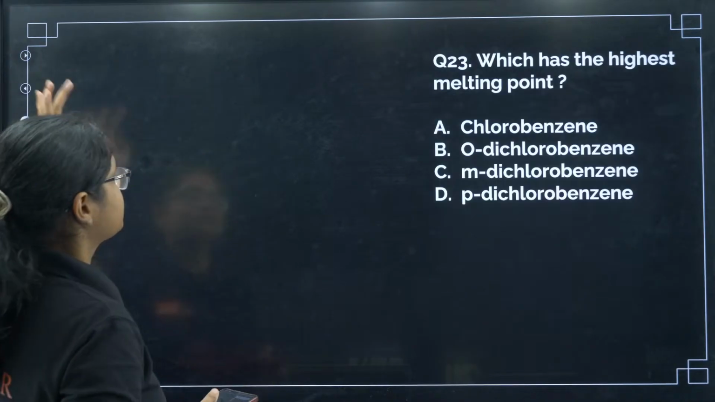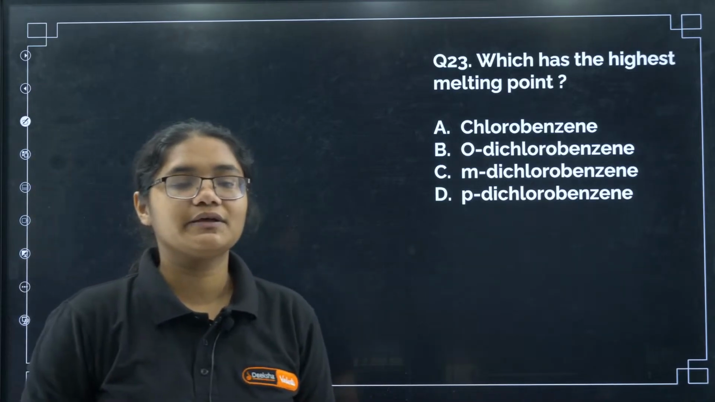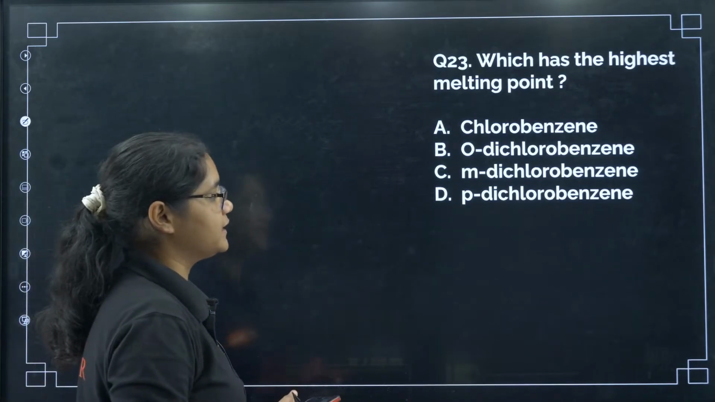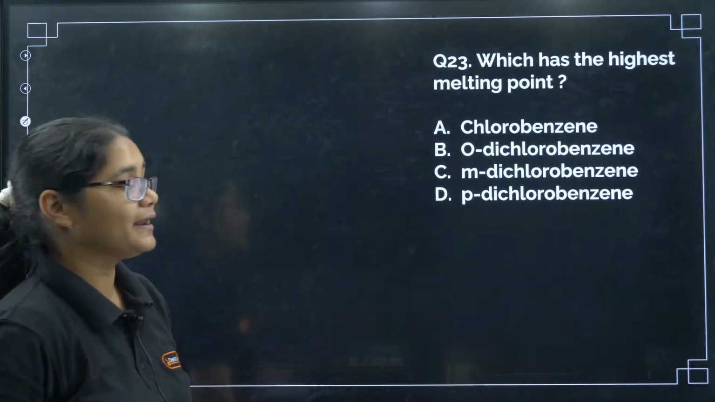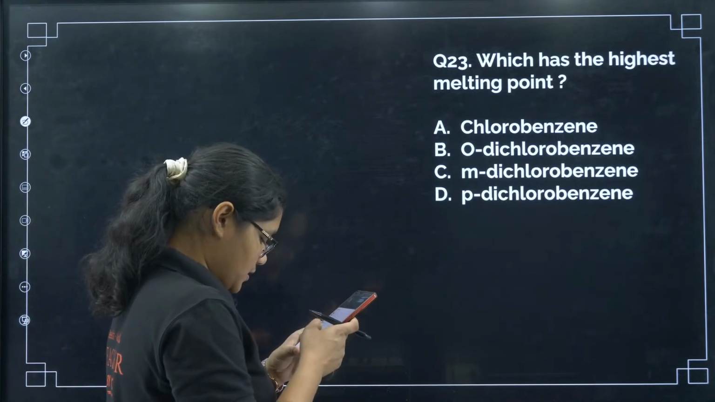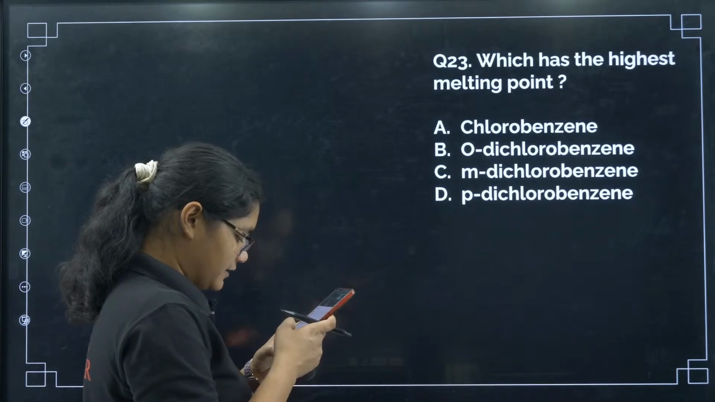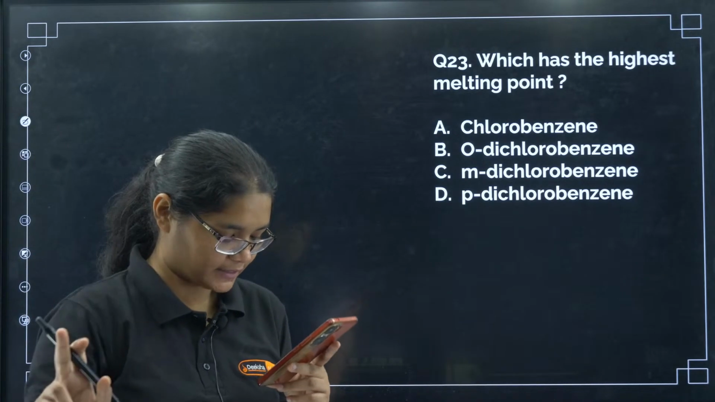Okay. Next, question number 23. Which has the highest melting point? Can we find out: chlorobenzene, orthodichlorobenzene, metadichlorobenzene or paradichlorobenzene? Okay, I will repeat question number 23 once again.